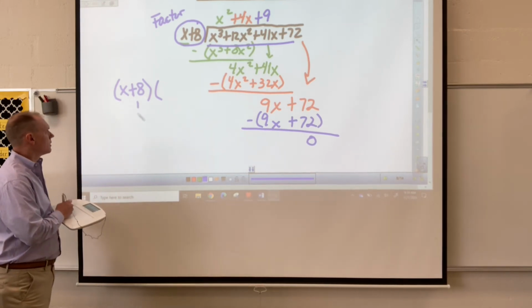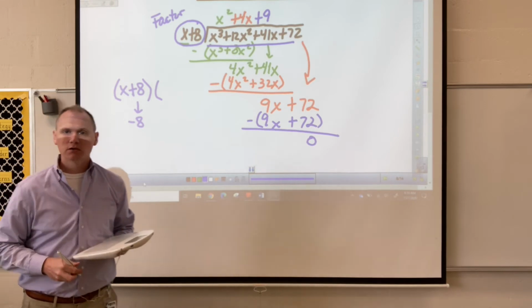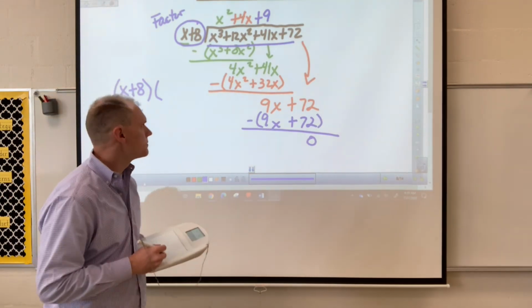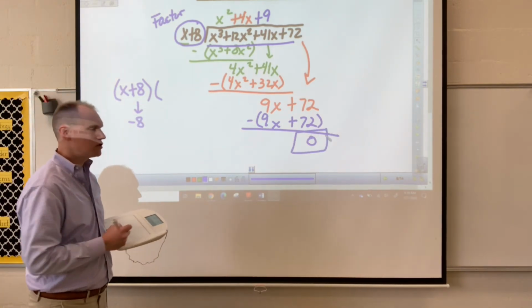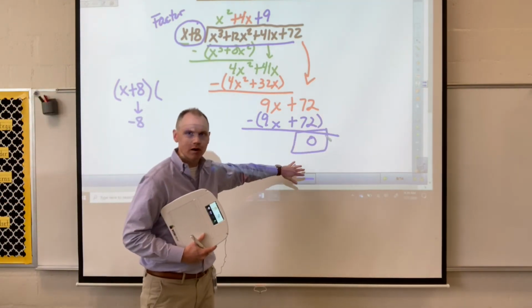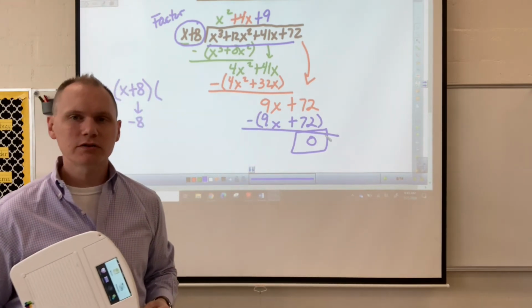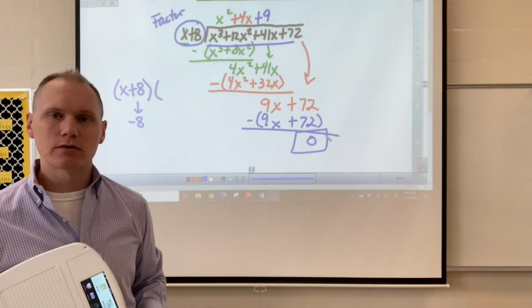Therefore, negative 8 would be one of the zeros. So one of the x-intercepts would be negative 8, comma 0. So that's just something interesting. It's a special situation when the remainder is 0. That tells us that the divisor is a factor of the dividend. It's called the factor theorem.